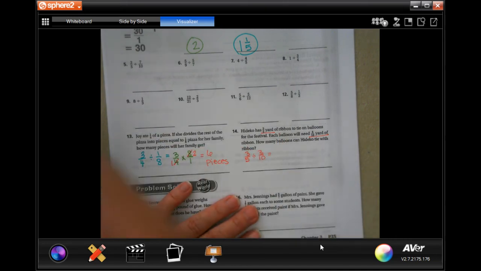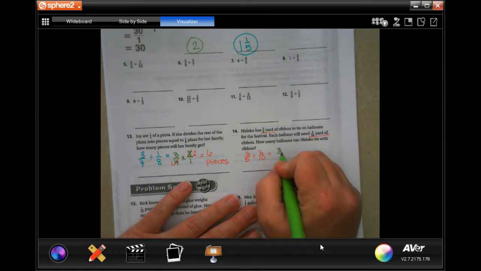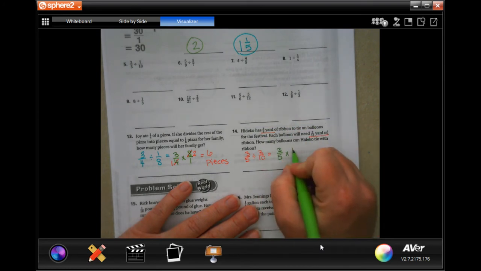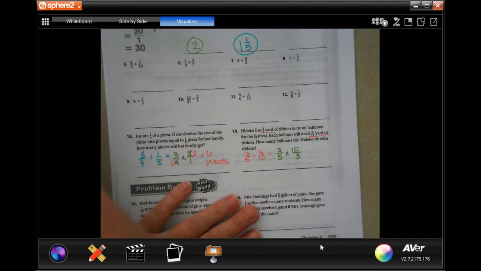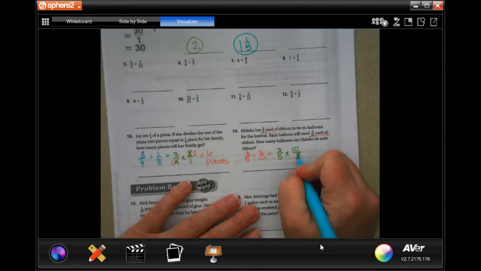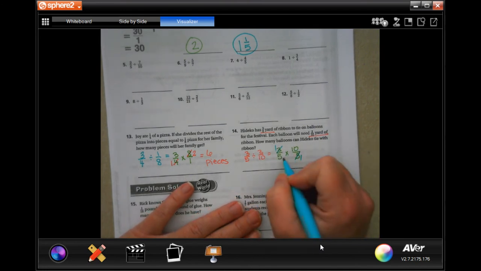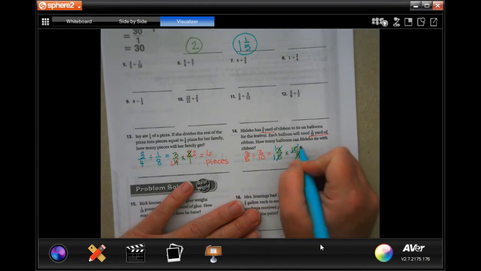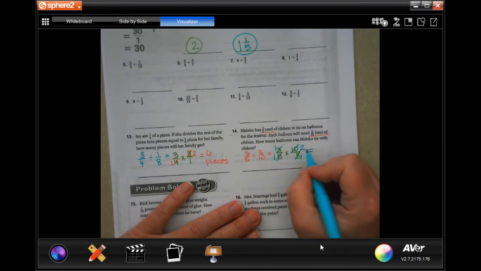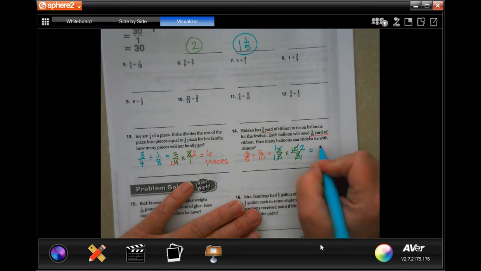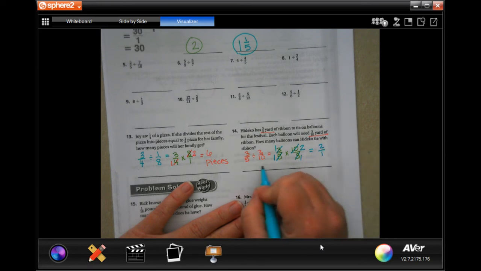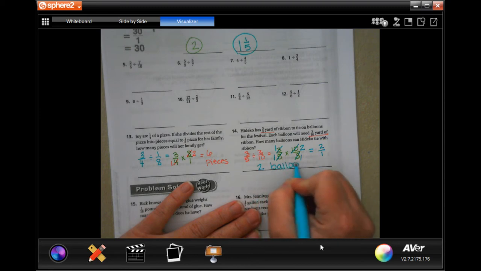Okay? So now I keep, I change, I flip. And Miss Leah loves when we have the same number because we get to cross them out and put ones. Also on this one, 5 can go into 10. So 5 goes into 5 once, 5 goes into 10 twice. When I multiply straight across, I now get 2/1, which means 2 balloons.